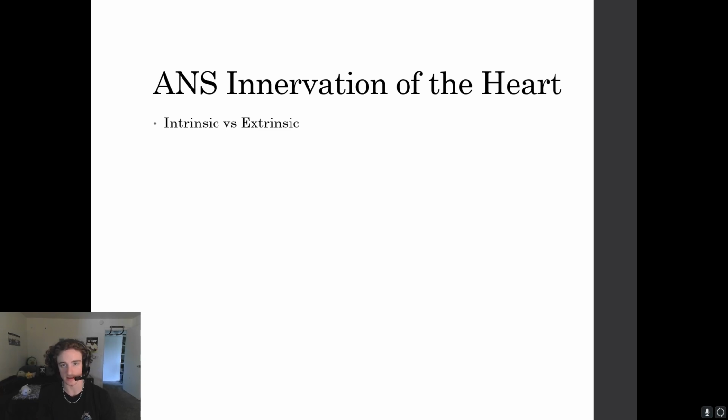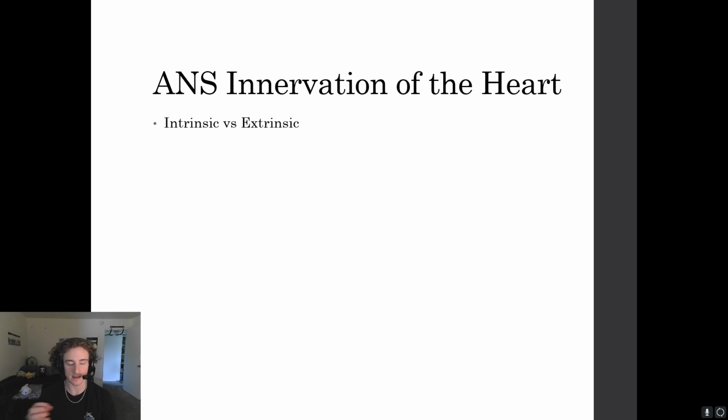Well, the parasympathetic system is going to arise from the medulla oblongata, the pons, the midbrain, and then some fibers from S2 to S4. So that parasympathetic craniosacral, those two areas. And the parasympathetic system is going to play a role in the resting heart rate. So the resting heart rate, that tone is going to be dominated by the parasympathetic system.